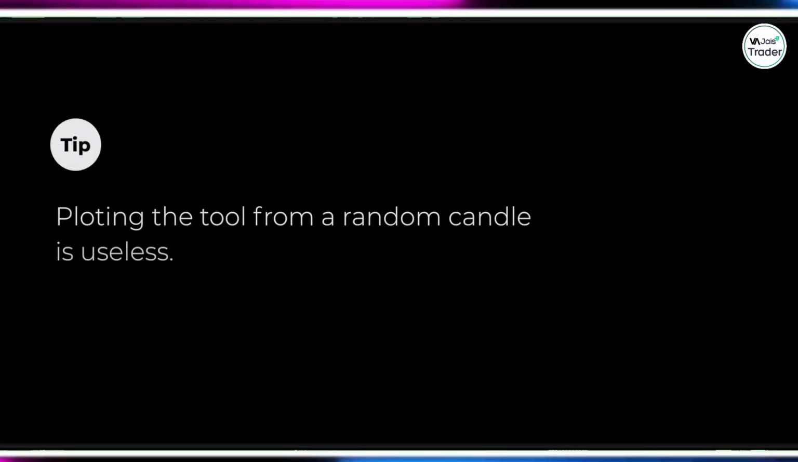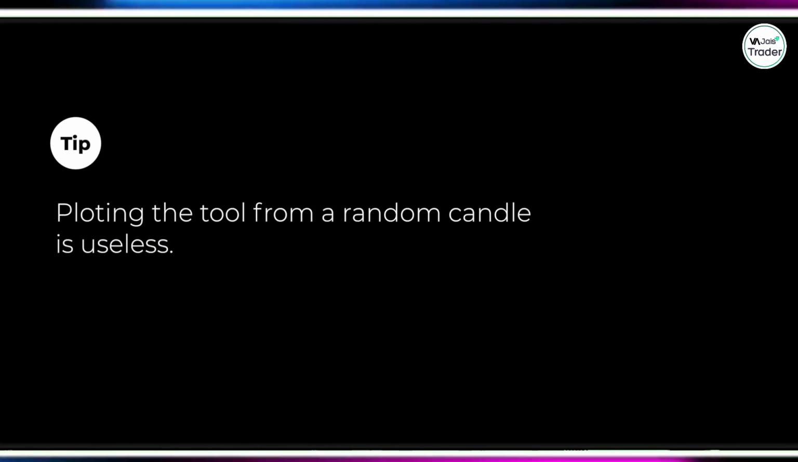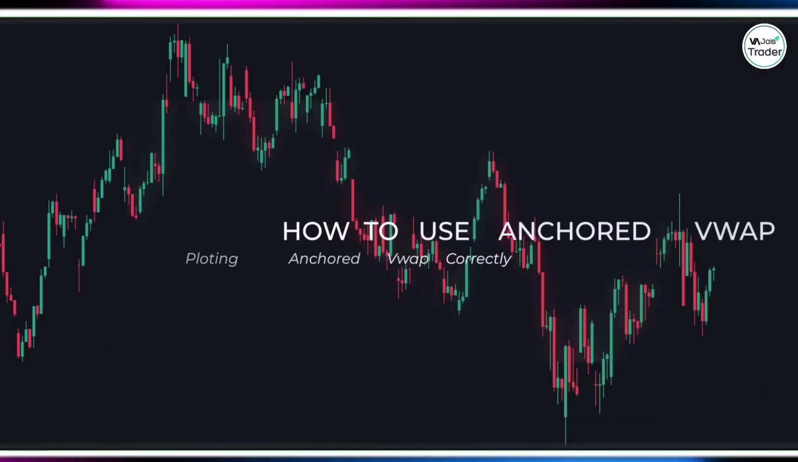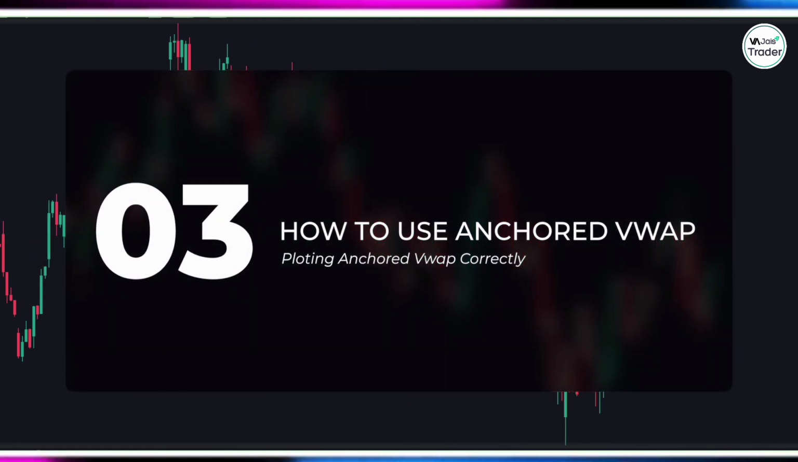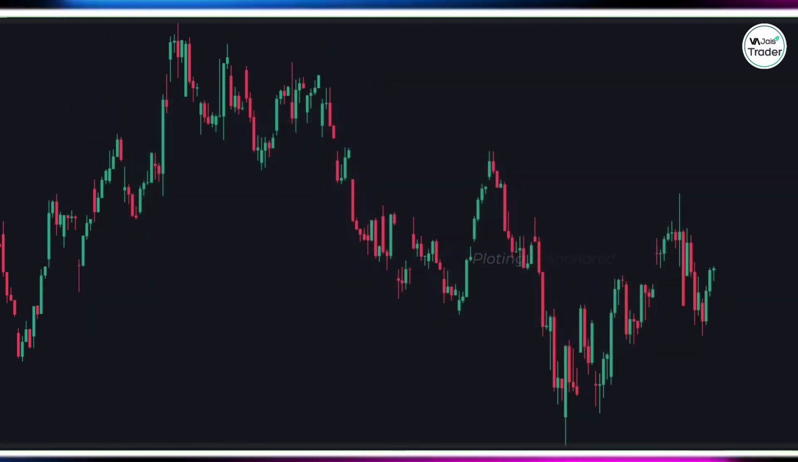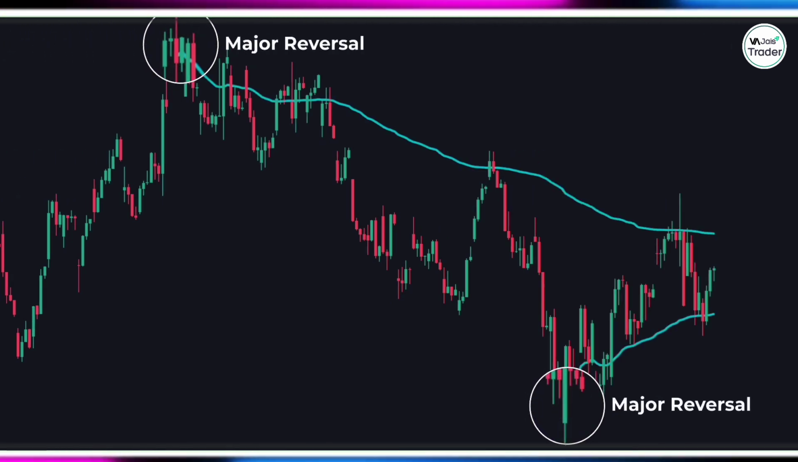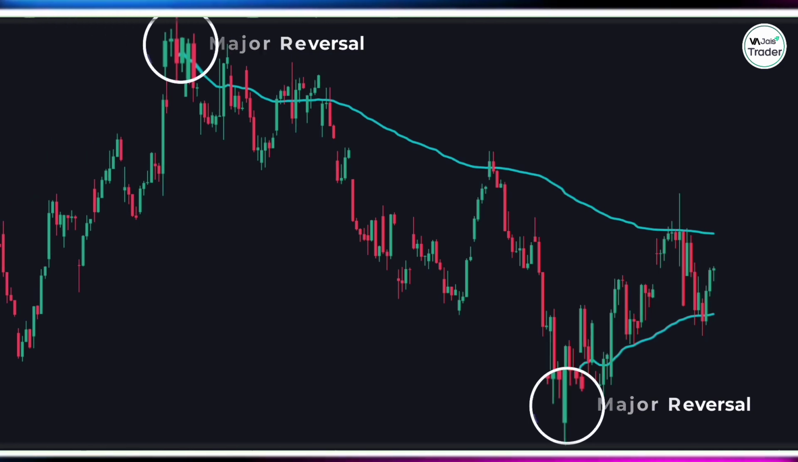But plotting the tool from random candles is useless, so let's understand how to use it. Topic 3. How to use the Anchored Vwap. Ideally, we want to plot the tool from major reversal points, or we can also apply them to the starting points of a trend move.